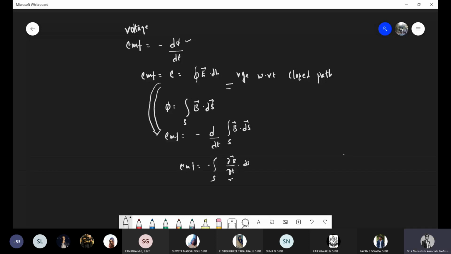You can equate these two equations also, right? Say EMF is equal to the line integral of E dl, which is equal to minus d/dt of the surface integral of B into ds. And this is a line integral, right?